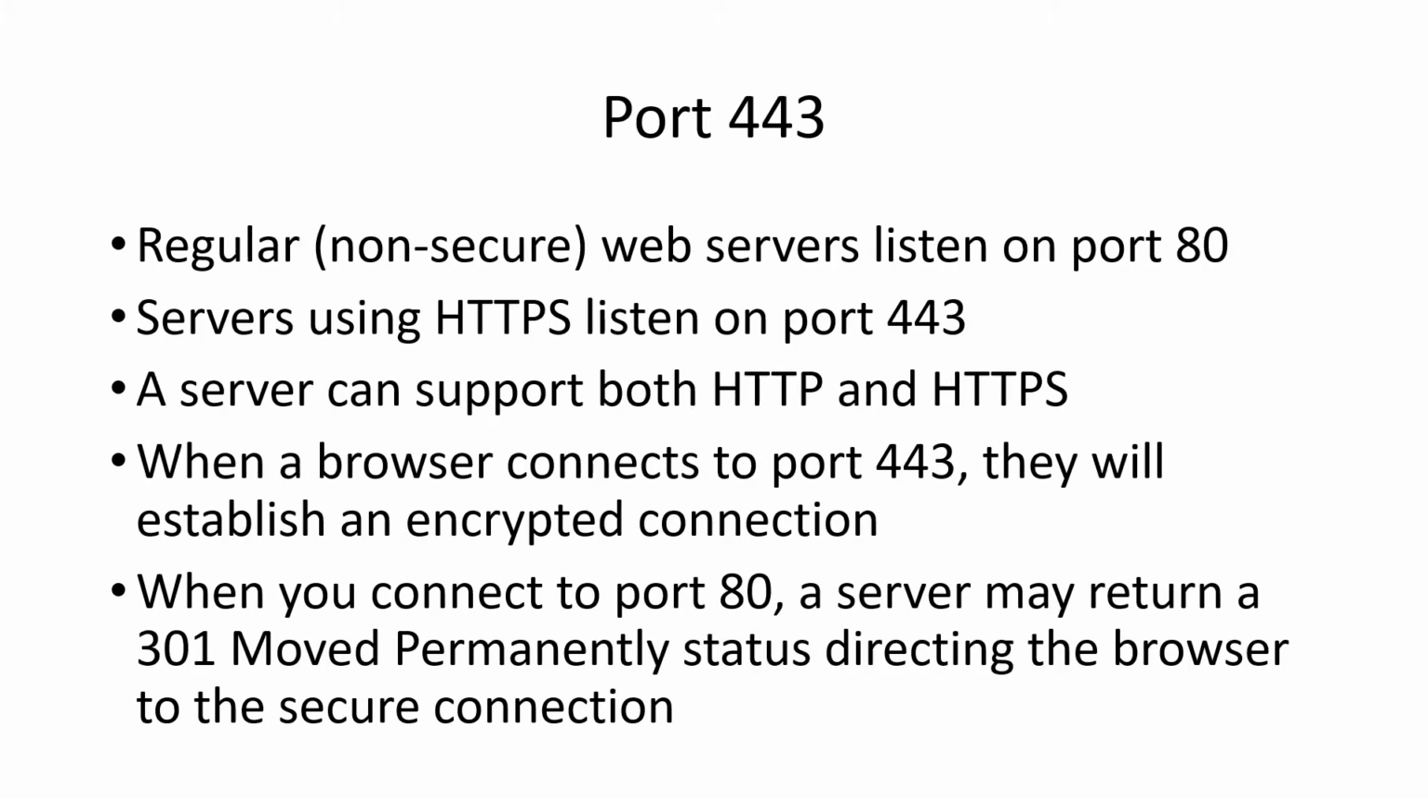A browser using normal HTTP will connect to a server on port 80. Port 443 is used for HTTPS. A lot of servers will support both HTTP and HTTPS. When a browser connects to port 80, the server may return a 301 Moved Permanently status that tells the browser to, from then on, use HTTPS on port 443 instead of using port 80.